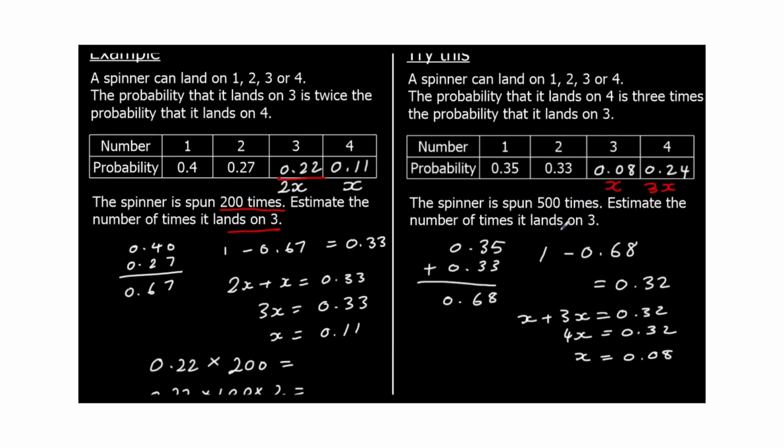Estimate the number of times it lands on a 3. So it's 0.08 times 500. 8% of 500. That's the same as 8 times 5, which is 40.